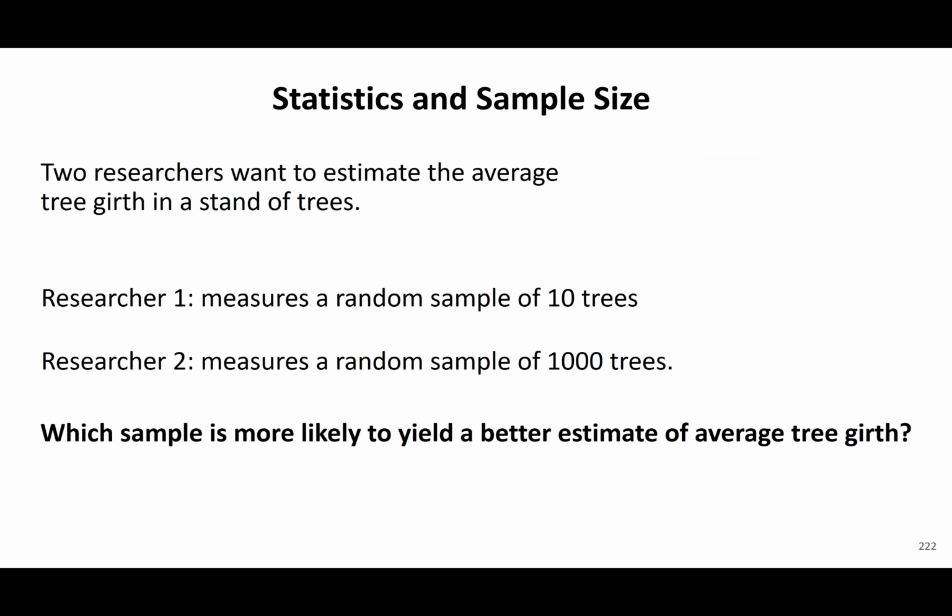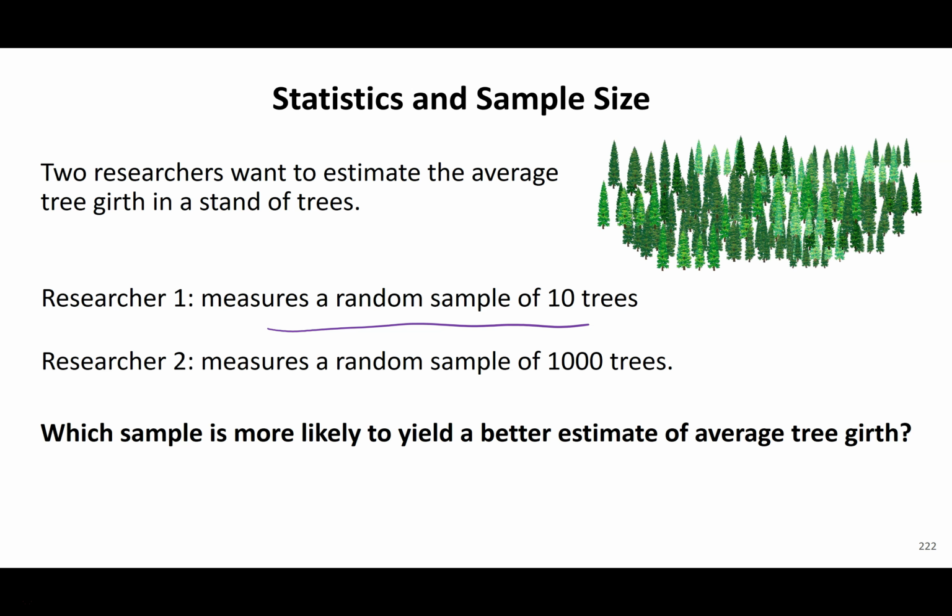So suppose I have two researchers, new scenario, and they're really, really interested in estimating the average tree girth in a stand of trees. Researcher 1, they go out there and they take a random sample of 10 trees. They take these 10 trees and they measure the tree girth. So how big around the trees are. Probably they have to do it at a specific height from the ground. Researcher 2, they go out there and they take a random sample of 1,000 trees. Now we want to consider which of these samples are more likely to give us a better estimate of the average tree girth for the whole stand of trees.